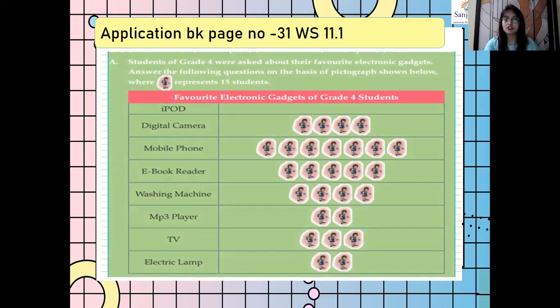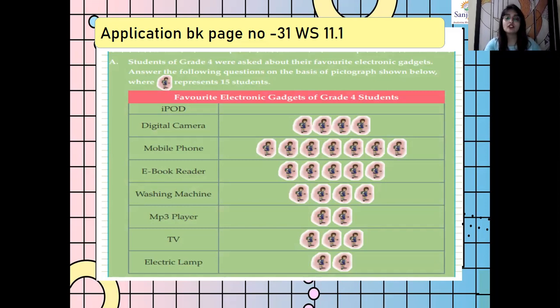Okay, so children, here the pictograph has been given already. They have shown you the data of grade 4 students about their favorite electronic gadgets. Based on that, this pictograph has been made. So looking at this pictograph, you will need to answer the questions given below, where here the key is this one, the symbol of the child represents 15 students.